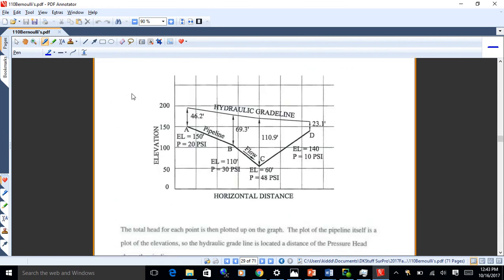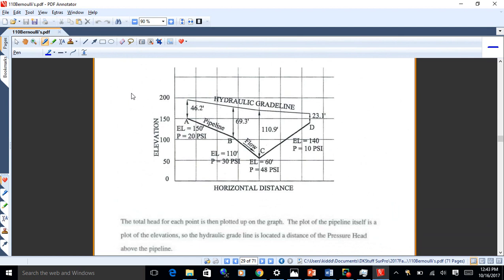But there we go. And I've got it actually plotted up there, I think, on page 100. So this will get you the total of adding everything up. So that's 196.2 and 179.3 and 170.9 and 163.1.